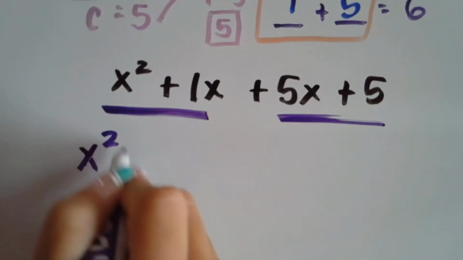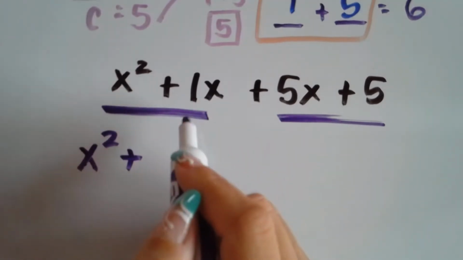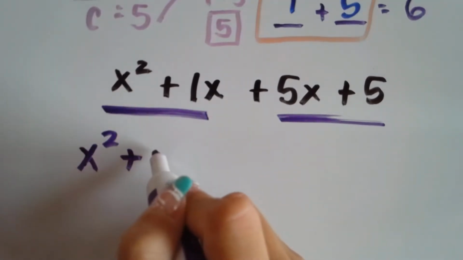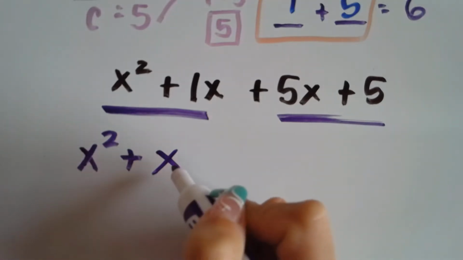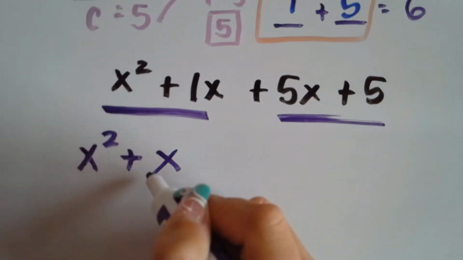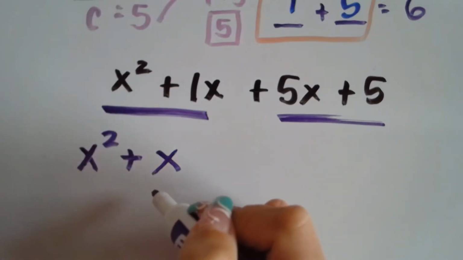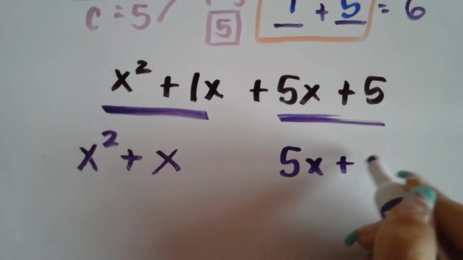So we have x squared plus x plus... I know that I wrote our 1 in here, but I want us to practice writing it without that 1. We're just going to say x, okay? Think about that for a second. I'm just not writing this 1 because it's understood that there is an imaginary 1 here. All right. And then we're going to say 5x plus 5.